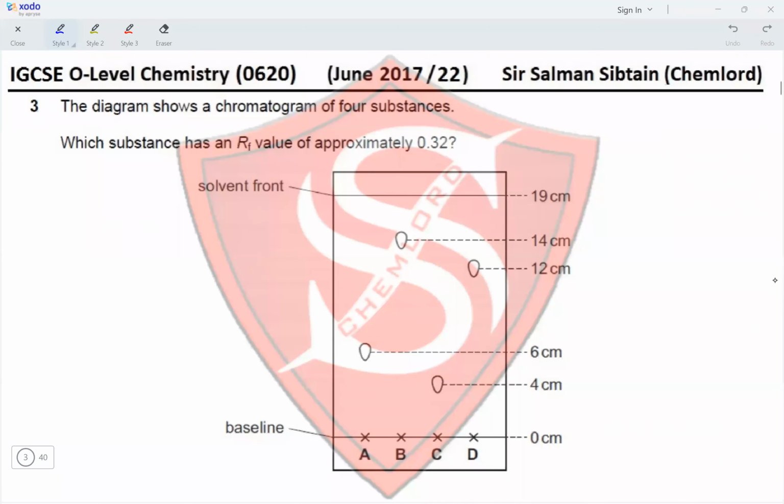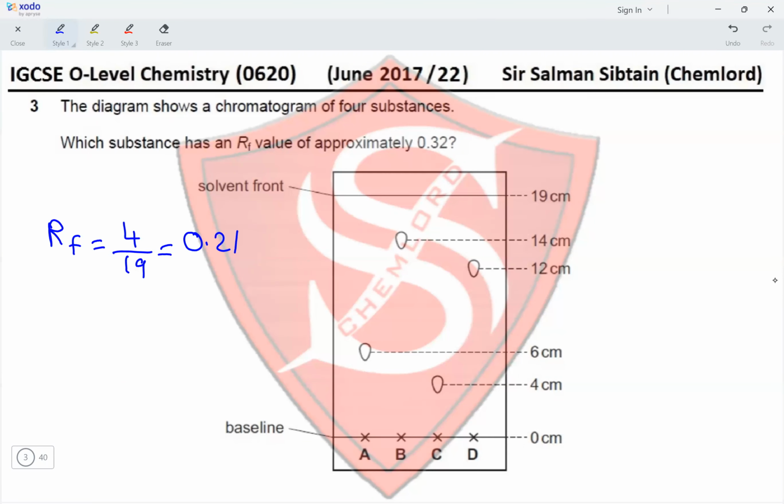Question 3. The diagram shows a chromatogram of 4 substances. Which substance has an RF value of approximately 0.32? The distance traveled by the solvent is 19 centimeters, which would be the denominator, and the distance traveled by the solute would be the numerator in order to calculate the RF value. We'll start with the one with the least distance traveled, which is spot C. The RF value for spot C would be 4 upon 19, which gives us a value of 0.21. So this is not the spot they have asked for.